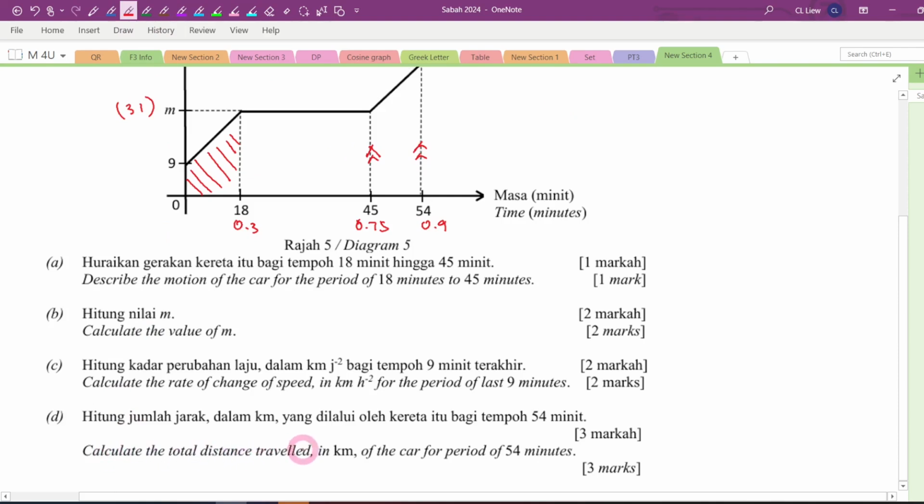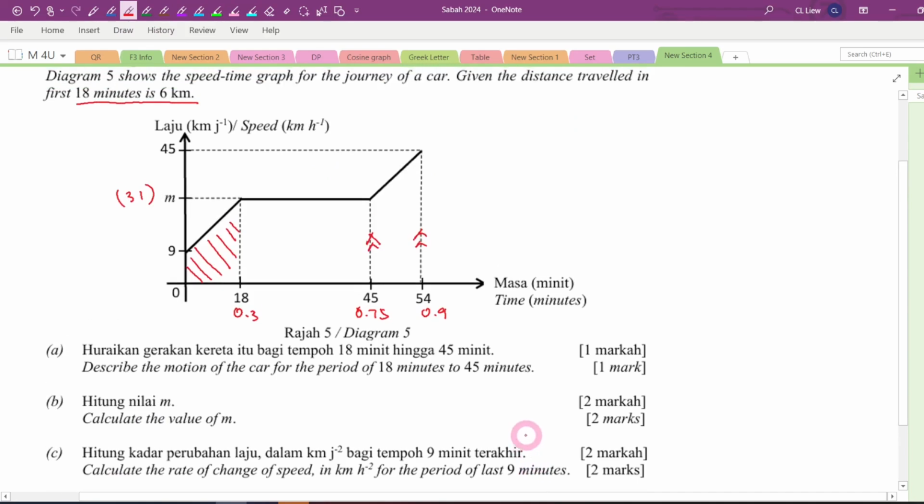Calculate the total distance traveled in kilometer of the car for the period of 54 minutes. Okay, so this is a speed against time graph. To find the distance traveled by a particle, we need to find the area under the graph, right? So before finding the area under the graph, look carefully at the given unit here. This is kilometer per hour, but this is minutes. So you need to convert this into hours.